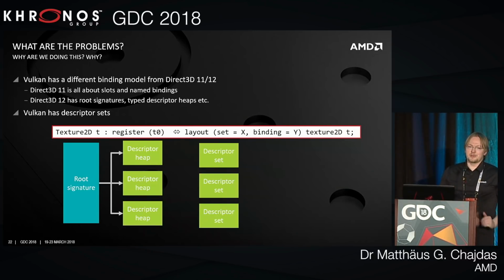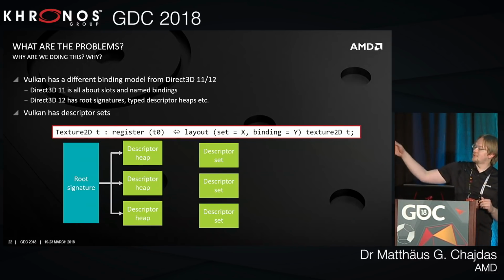The main problem we have is actually a different binding model between D3D11 and 12, and then to Vulkan again, right? D3D11 has slots and named bindings, and D3D12 has this root signature thingy, and then it has descriptor heaps, which are typed, which Vulkan doesn't have. And basically what it boils down to is, on the left-hand side, you can see the HLSL way of doing things.